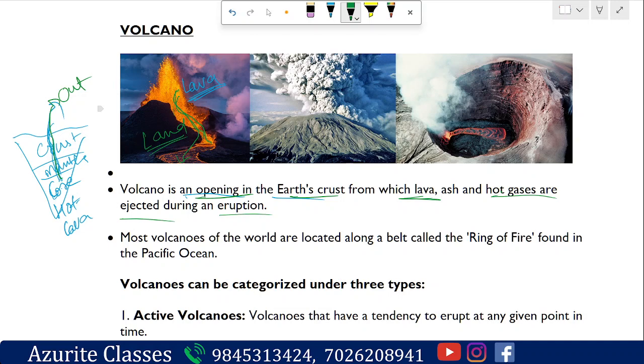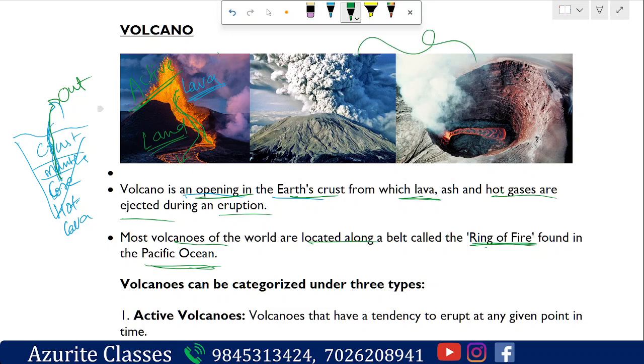Most volcanoes of the world are located along the belt called the Ring of Fire, found in the Pacific Ocean. If you see this first picture, this is an active volcano. Once it is active, it flows out and stops after some time, right? When it stops, this is how it will look. Understand?